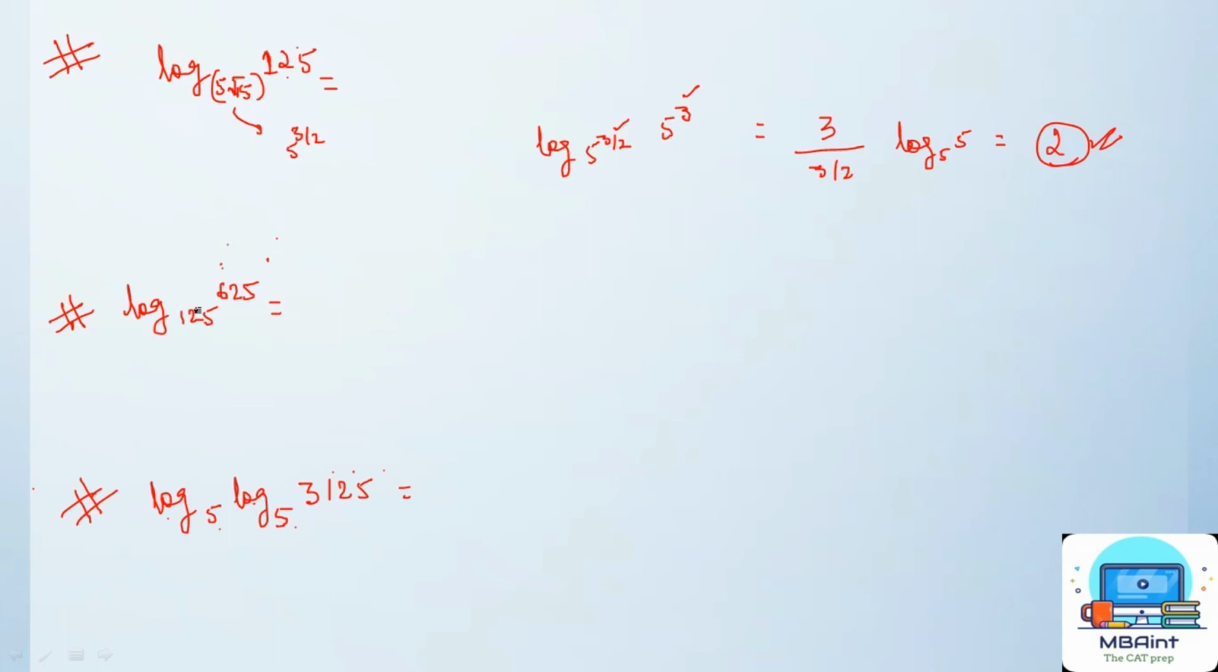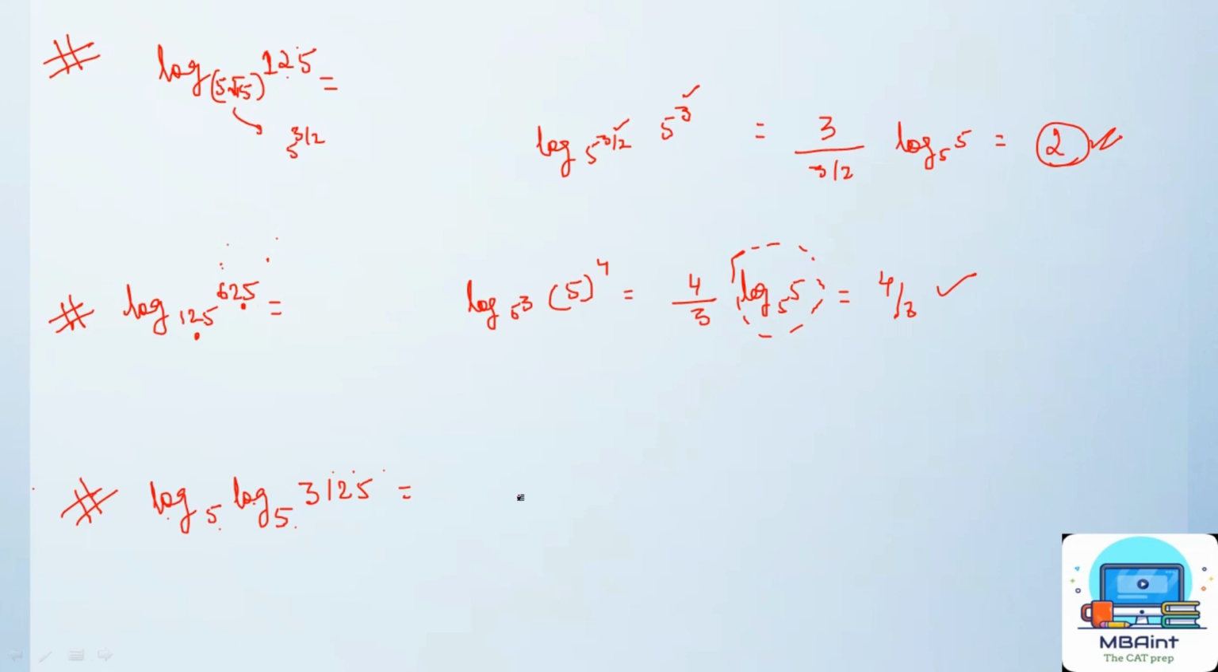Now the next question. 125 can be written as 5 cube, and 625 can be written as 5 to the power 4. So let's quickly do this. This works out to be 4 upon 3 times log base 5 of 5, and this turns out to be 1. So my solution here is 4 upon 3.